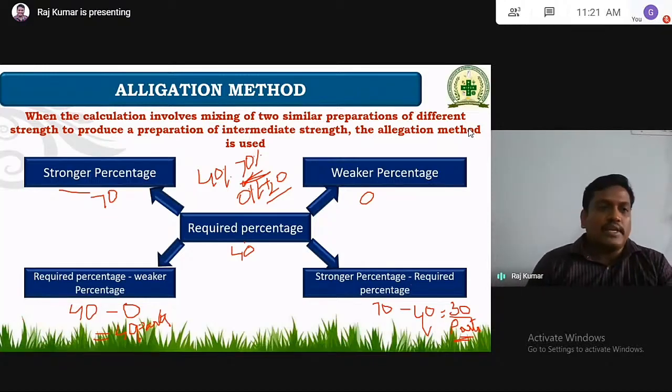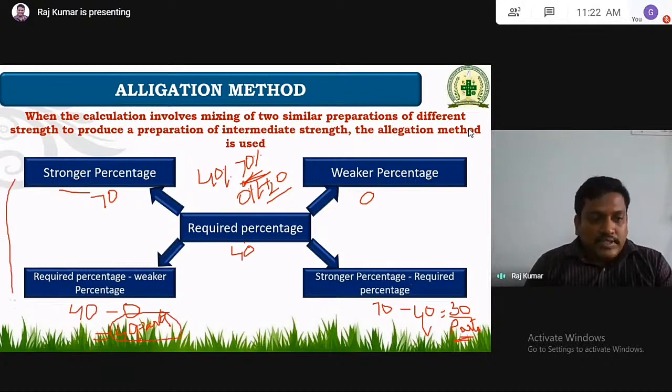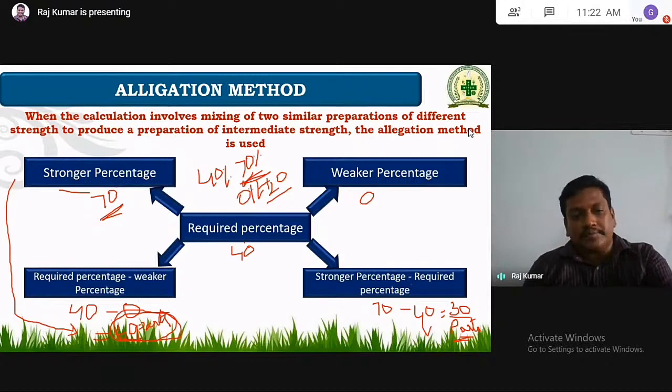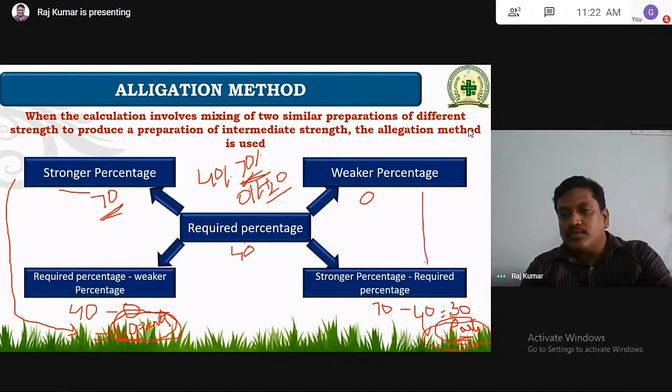So one thing you have to clearly remember here: whatever parts you get here will be parts of this one. Nothing but you have to take 40 parts from the 70% alcohol or solution, from the stronger percentage. Whatever you got here has to be considered for the stronger percentage, and whatever you got here has to be considered for the weaker percentage. That's what it is: 30 parts of weaker percentage alcohol and 40 parts of stronger percentage alcohol.